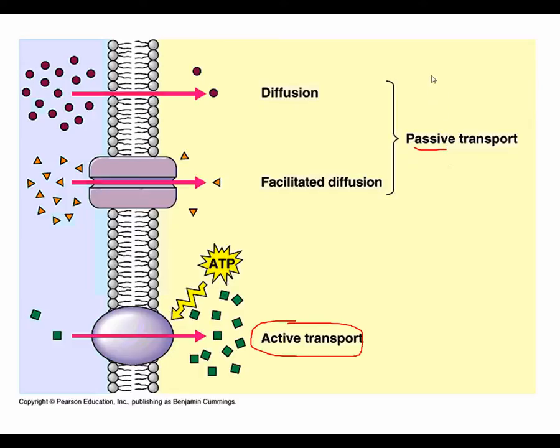So we've talked about passive. Remember, with passive, there's no energy required. We're talking about diffusion. Facilitated diffusion, remember, uses the protein channel. The other one that goes along with that is osmosis, and that's just the movement of water. We're always going from an area of high to low concentration across the cellular membrane. So osmosis, diffusion, and facilitated diffusion are your passive transports.